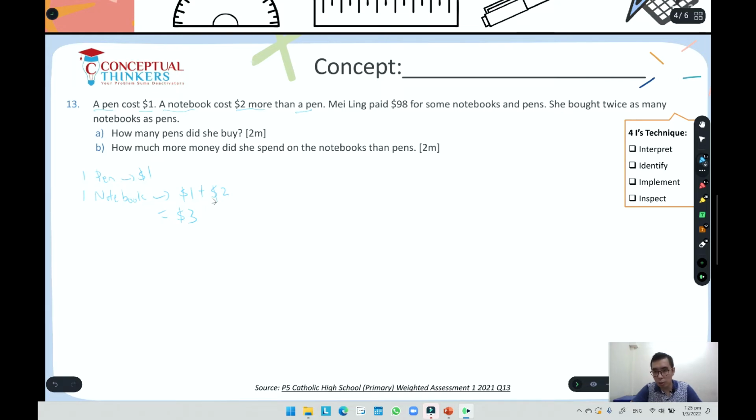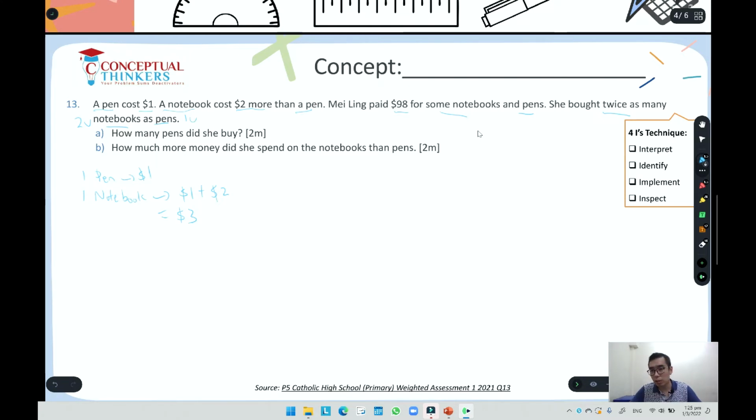And from here, we know the individual value of the cost of the pen and the notebook. Now they told us that Mei Ling paid $98 for some notebooks and pens. So we don't know the quantity of the notebooks and pens, but we know that the total cost is $98. And we know the quantity by unit. She bought twice as many notebooks as pens, so the notebook will be 2 units and the pen will be 1 unit.